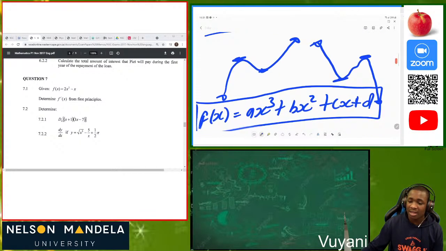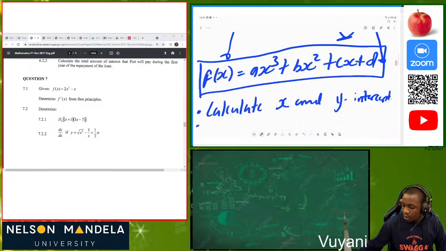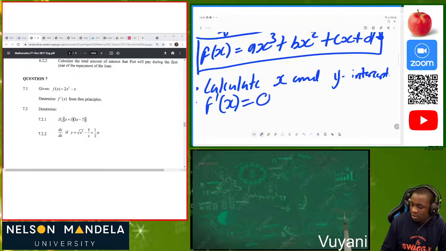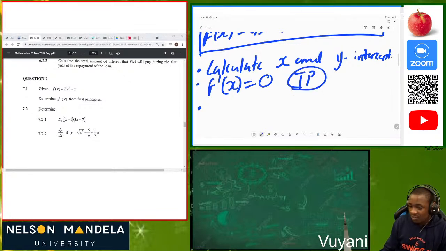These are important, and the turning point is where the graph is concaving. It can either concave down or concave up. So for that, you have to calculate f prime of x. Then we have to equate it to 0. This is for the turning point. So you're going to get the x values. Then you're going to substitute the x values into the original equation which you have been given.